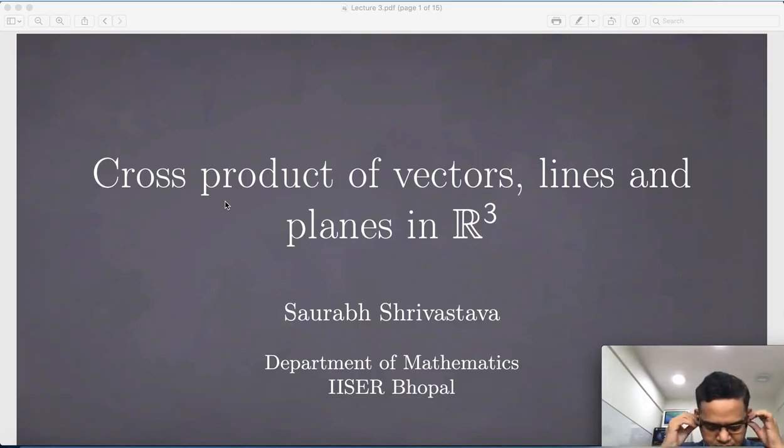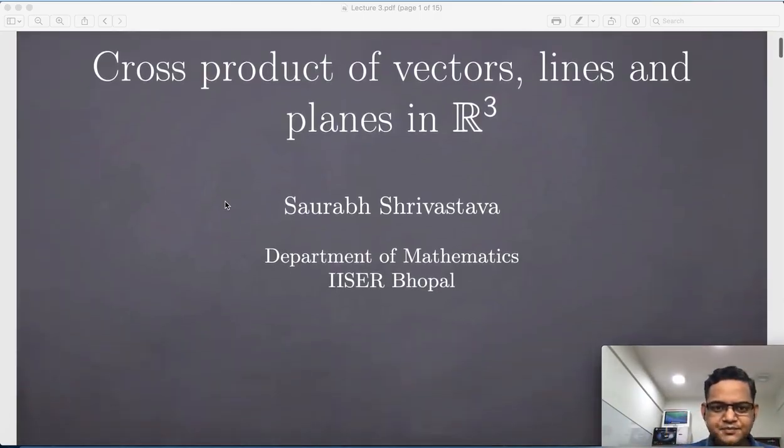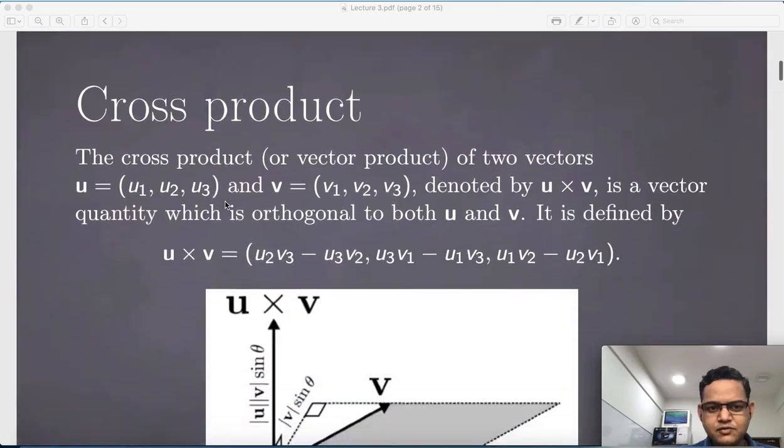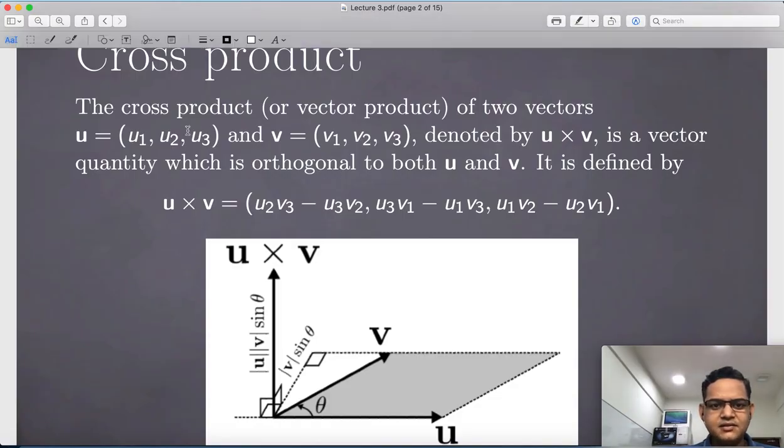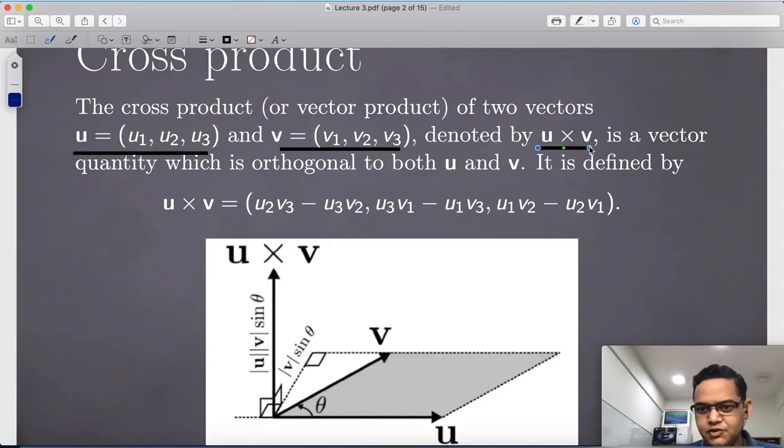So for the cross product, we take two vectors. Call them u and v, with components given over here as u1, u2, u3 and v1, v2, v3. This notation denotes the cross product of u and v. So u cross v is called the cross product of u and v, and it's a vector.